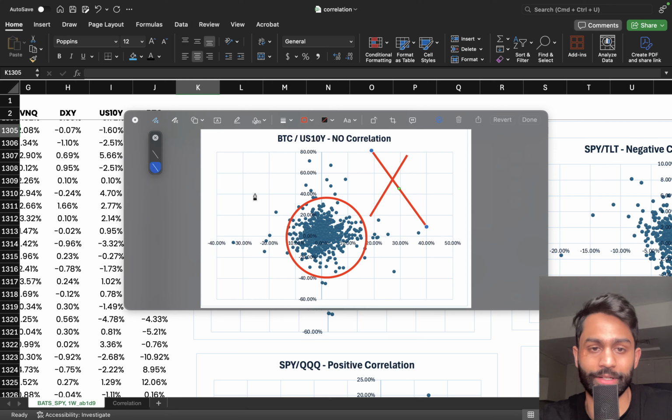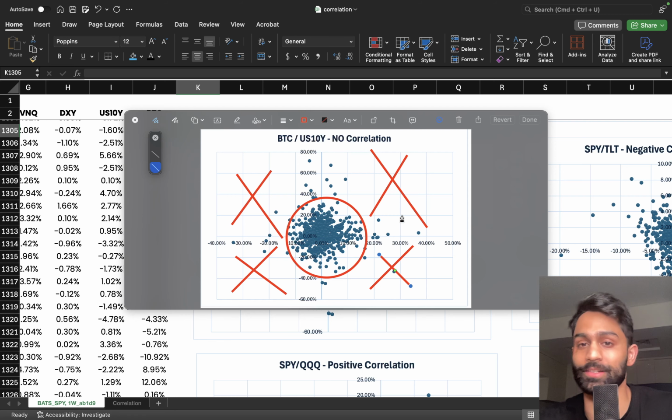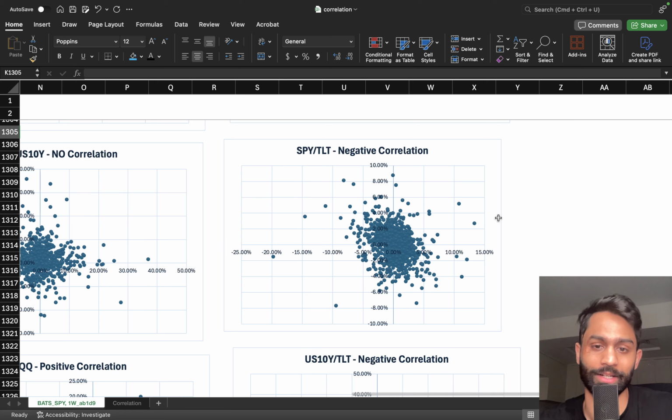We've got nothing over here. We've mostly got nothing here. We've mostly got nothing here, nothing over here. Just a few outcomes here and there, but the majority of the outcomes are scattered in the middle because there's absolutely no correlation whatsoever between Bitcoin and the bond market. So Bitcoin seems to operate on its own, and we're not seeing any correlation between those prices and, of course, the treasury bond.